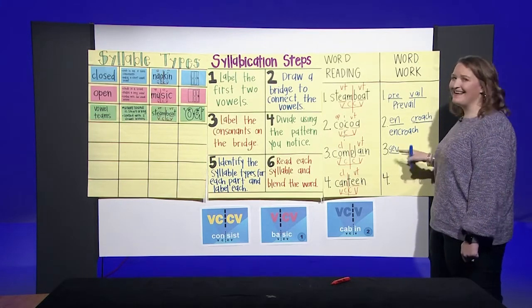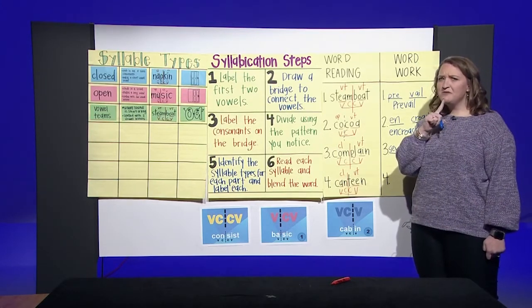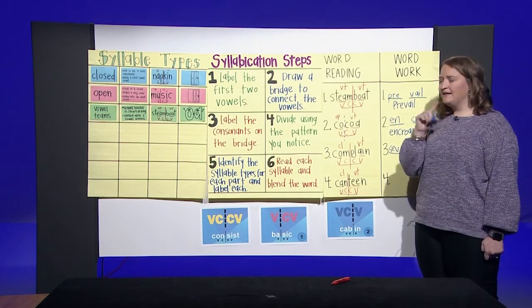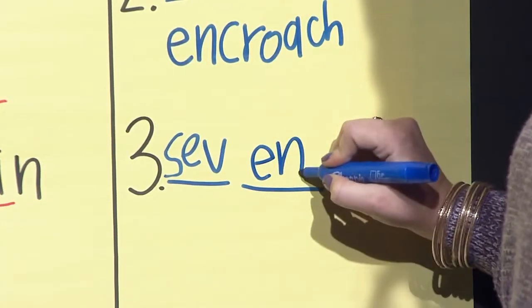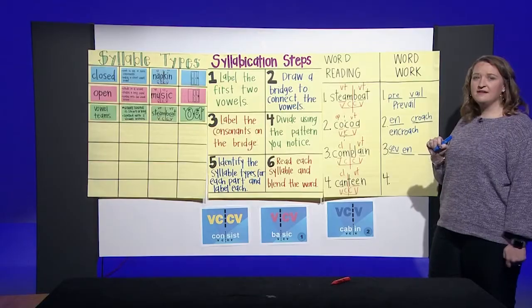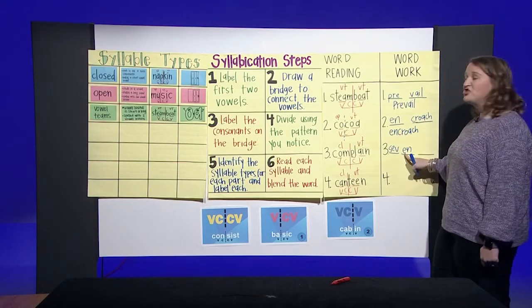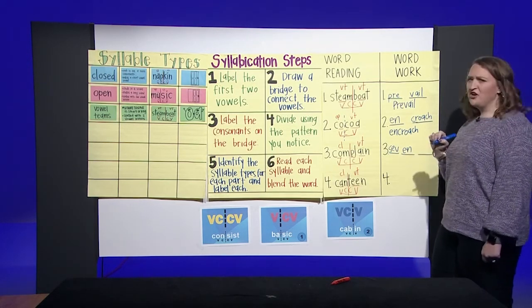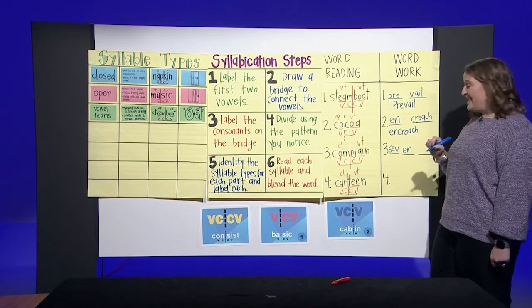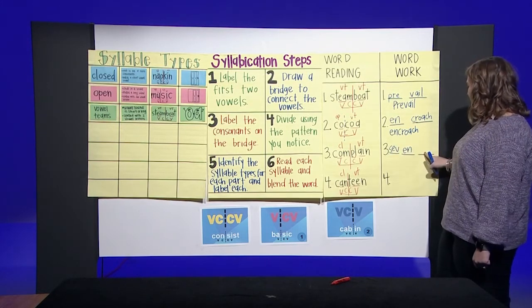En. N. Pay attention to my mouth movement. E-n. Good job. E-n. That's right, it did make a short vowel E sound. That's how we know we need to follow it up with that consonant N. And what's our last syllable? Teen. Seventeen.